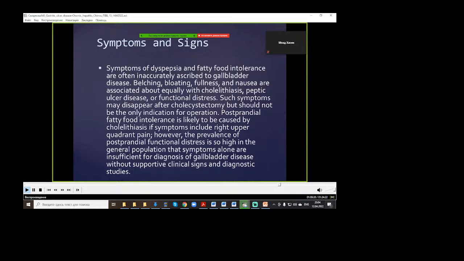Postprandial fatty food intolerance is likely to be caused by cholelithiasis if symptoms include right upper quadrant pain. However, the prevalence of postprandial functional distress is so high in the general population that symptoms alone are insufficient for diagnosis of gallbladder disease without supportive clinical signs and diagnostic studies.